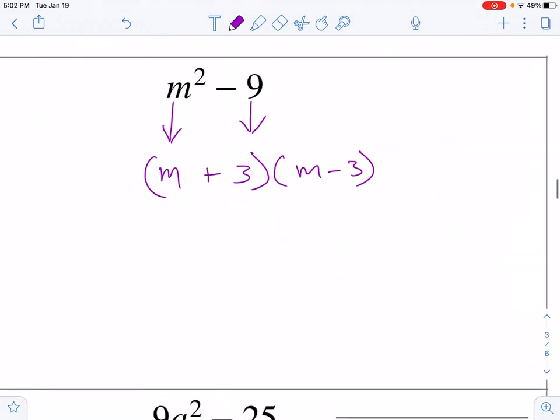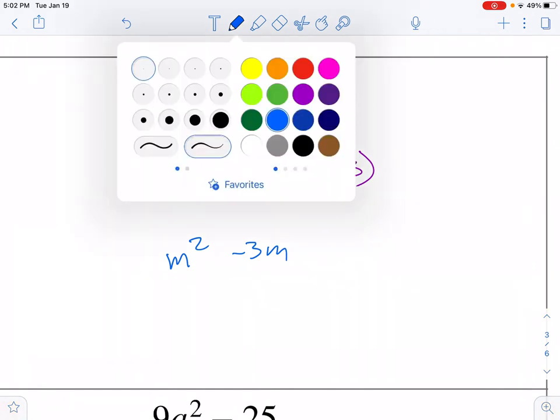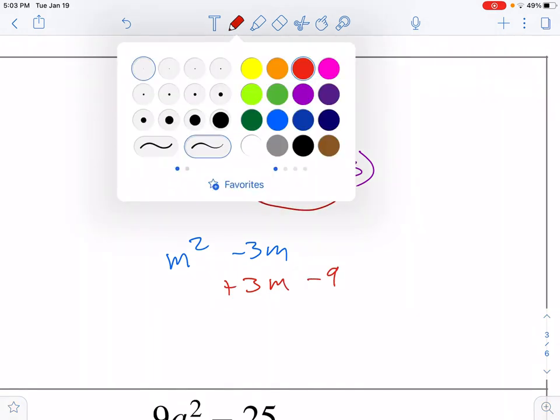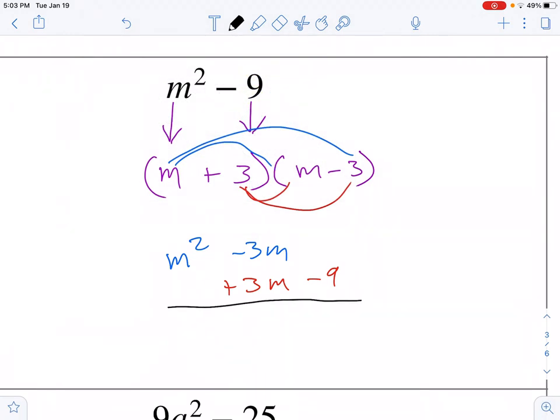If you want to see how this works, watch. I'm going to expand this one out. M times m, m squared. m times negative 3, negative 3m. 3 times m, positive 3m. 3 times negative 3, negative 9. I go through and combine all these together. I get m squared, these cancel each other out, so minus 9: m squared minus 9. That's my perfect squares. So there's another way to think about it.